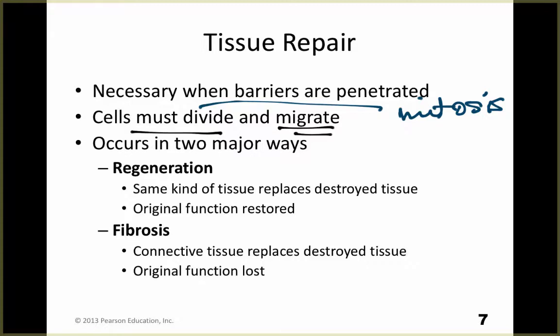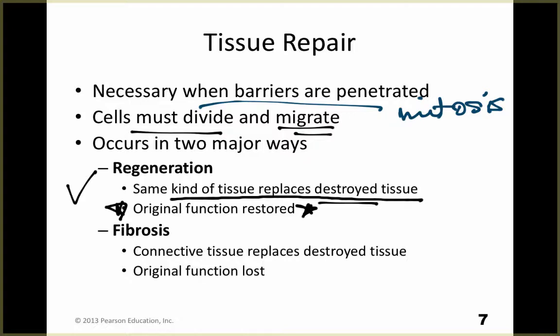So it occurs in two major ways. There's a regeneration process, where some kinds of tissues will replace the destroyed tissue with new tissue, right? The main important point here is that you get essentially the same function from the new cells or tissue as the original tissue. So this is the one that we really want whenever we have damage.